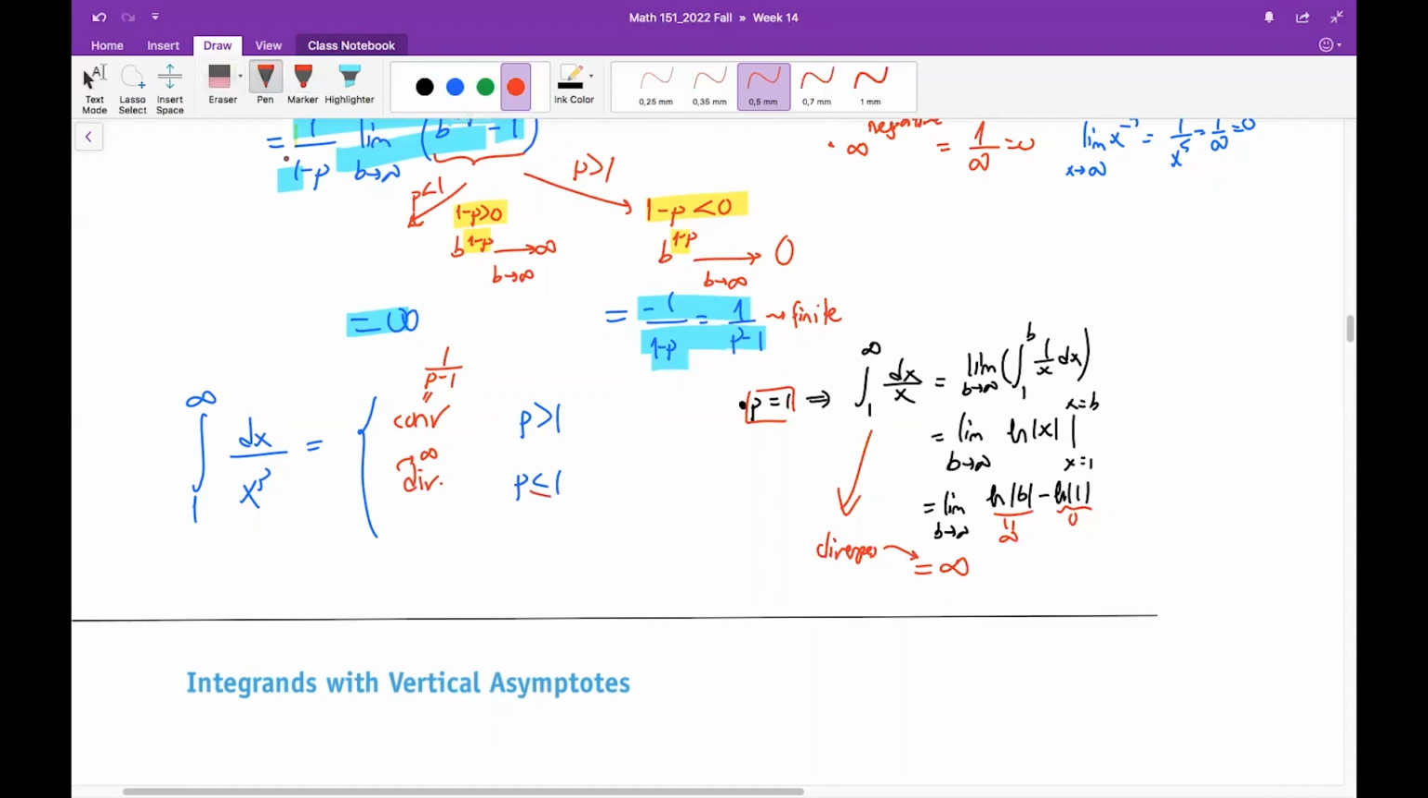So for the integral from 1 to infinity of dx over x to the power p, the result changes depending on the value of p. If p is greater than 1, it is convergent. If p is less than or equal to 1, it is a divergent improper integral.